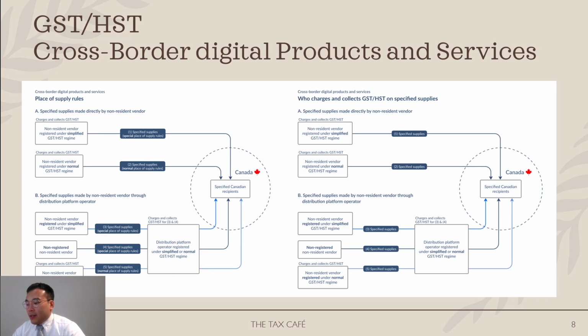However, these distribution platform operators, basically these platform companies, if they make sales by third-party vendors to consumers in Canada through their distribution platform, will generally be required to register for GST, HST under their simplified regime. So basically, these platforms that facilitate the third-party sales to the consumers will now have to be registered for GST. Spotify would now have to be registered for a GST, HST account.